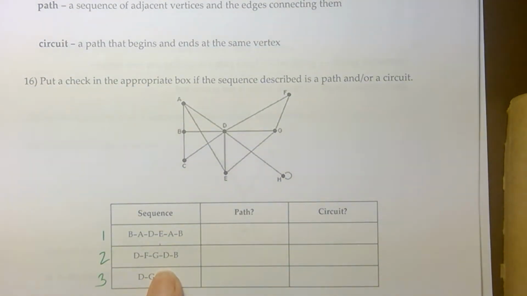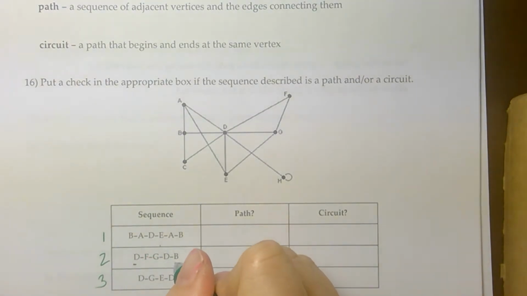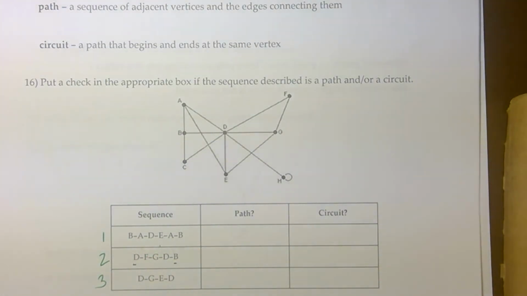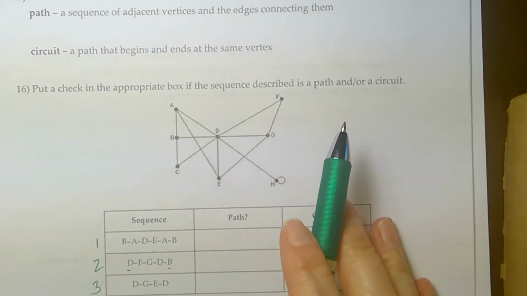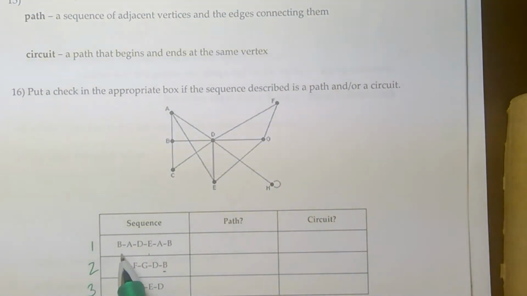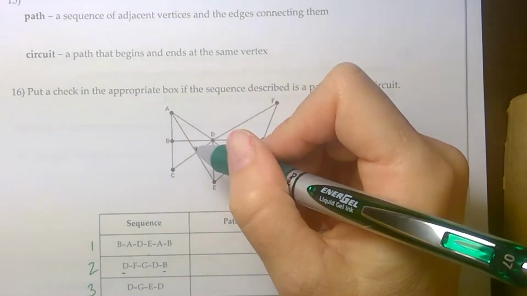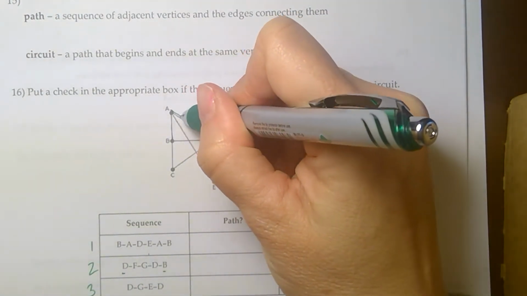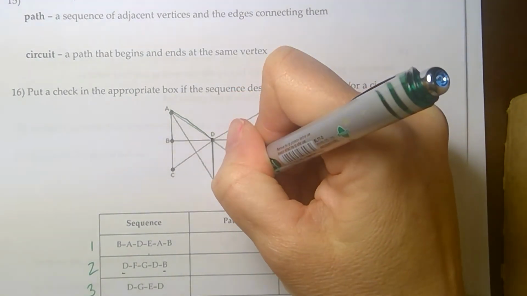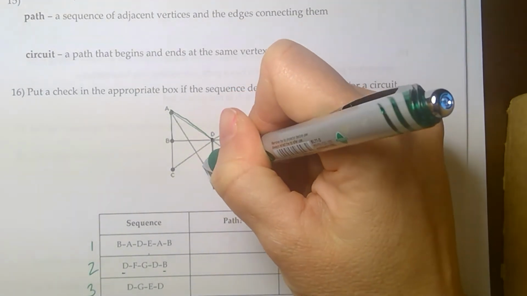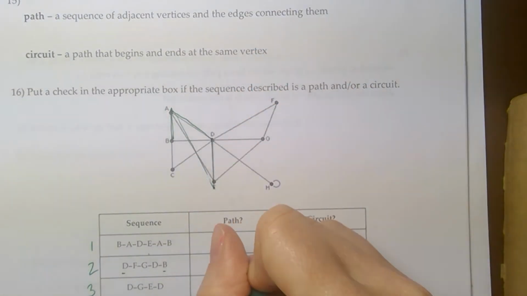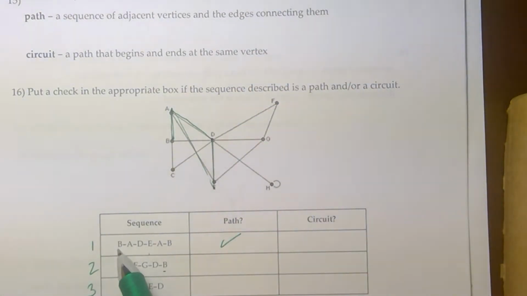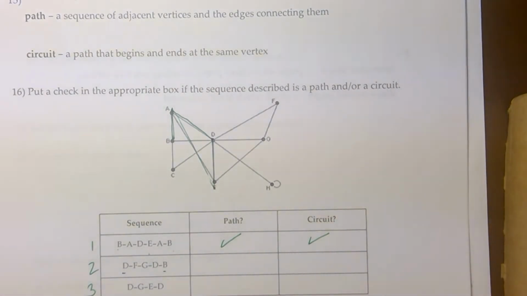Well, number 2, it can't be a circuit because it does not begin and end at the same place. So we know it can't be a circuit. The other 2 can be circuits if they are paths because they begin and end at the same place. So let's check and see if they work. So number 1, can I go from B, A, D, E, A, B? If I start at B, I can go A, D, E, A, and back to B. Yes, that's a path. It works. And since we start and stop at the same place, it's also a circuit.